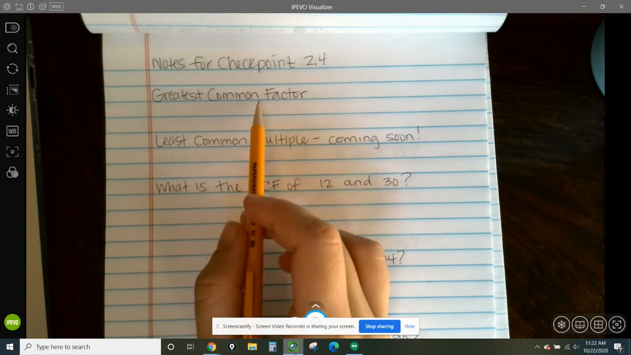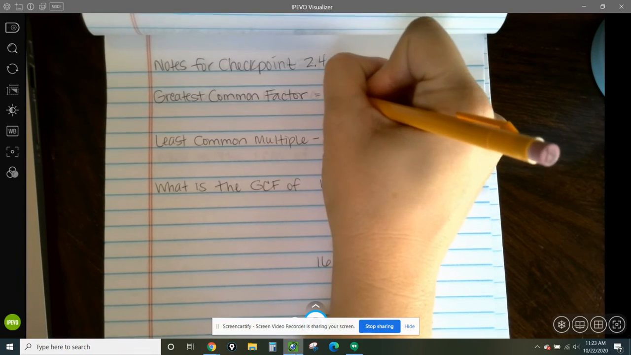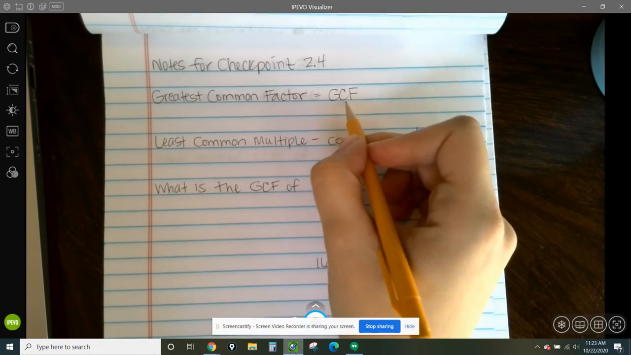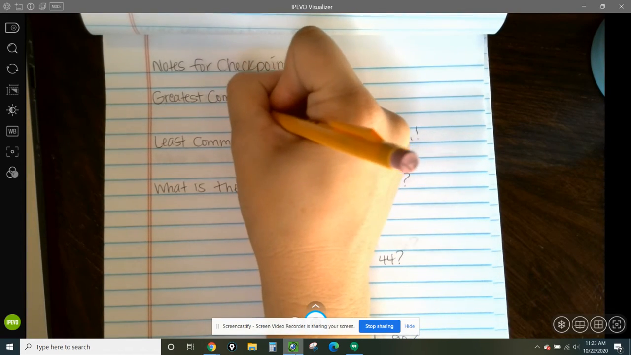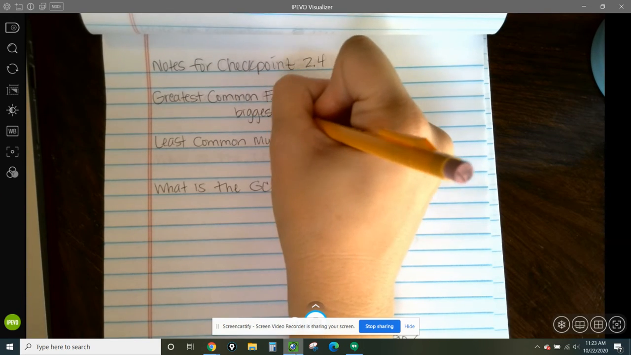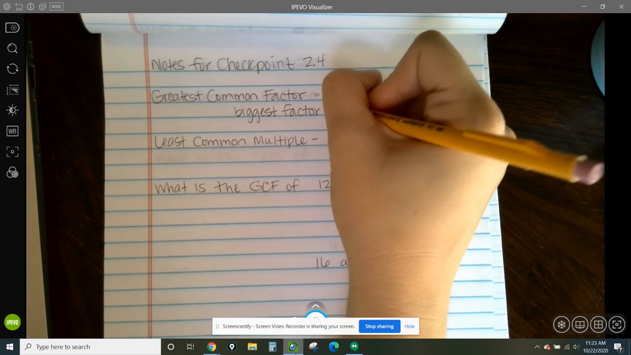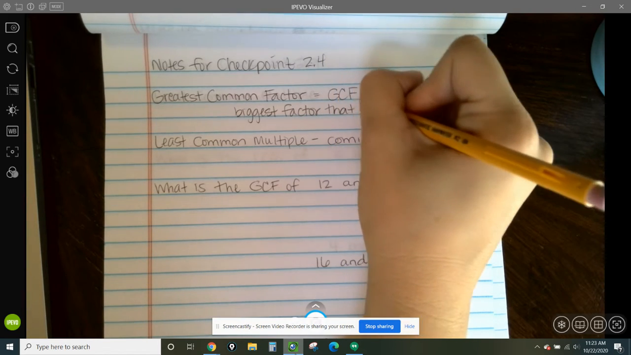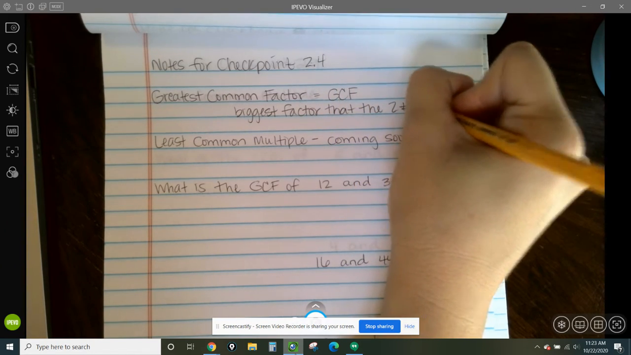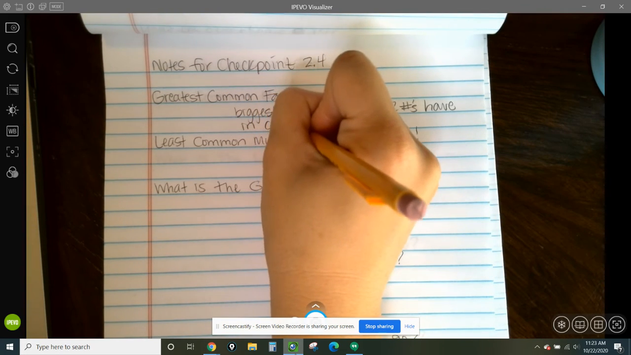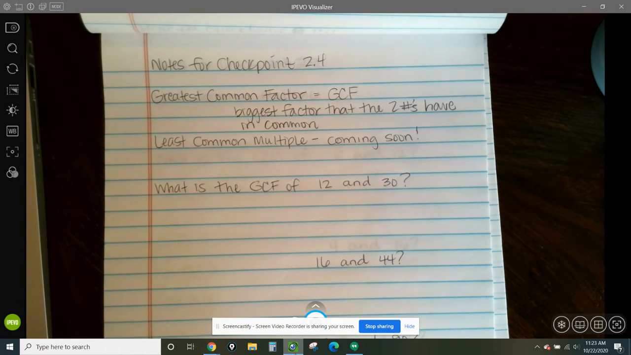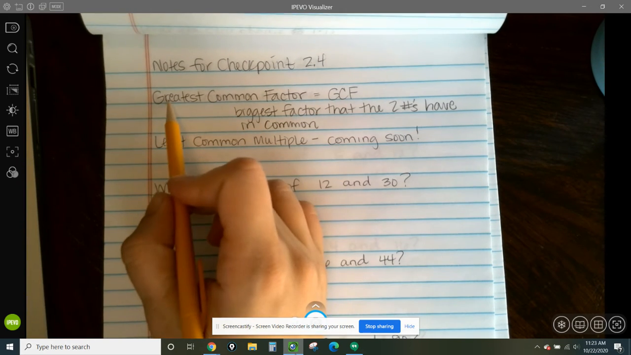The greatest common factor. Sometimes we call this the GCF. You'll see it abbreviated, greatest common factor. That is the biggest thing. That's what greatest means, right? Biggest factor that the two numbers have in common. Pause the video if you need more time to write. The biggest factor that the two numbers have in common. So they're going to give you two numbers and say, what is the greatest common factor? The biggest thing they have in common.